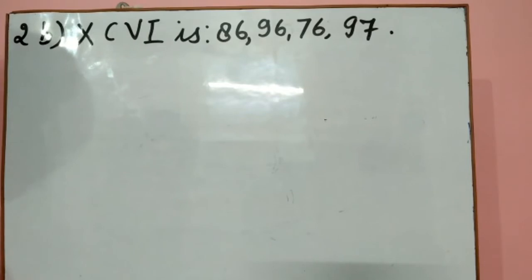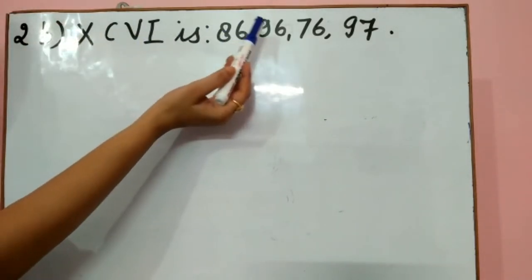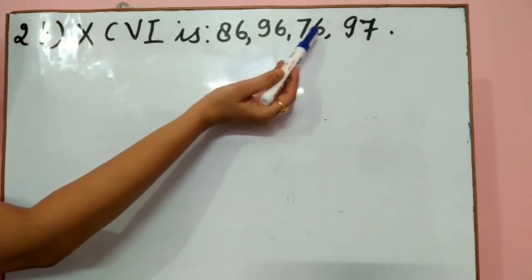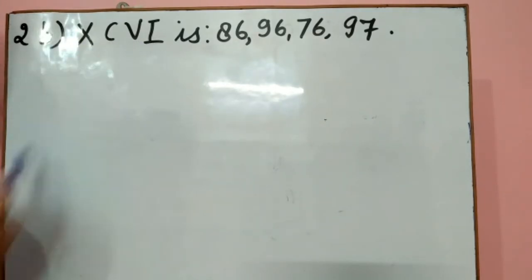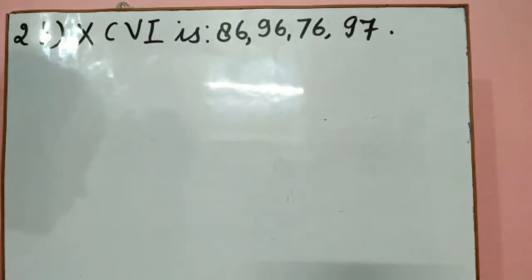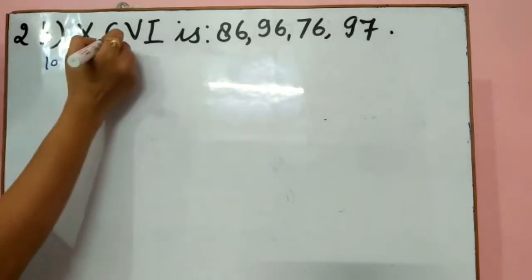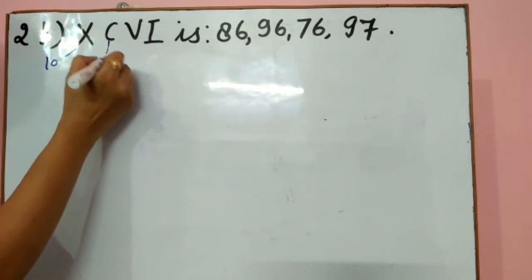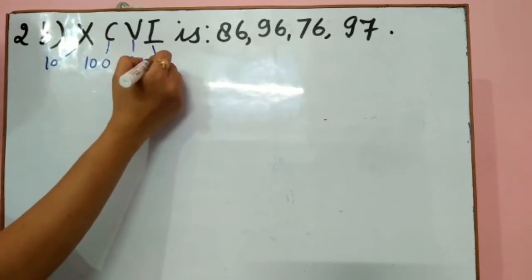2b. The Indo-Arabic numeral for XCVI is 86, 96, 76 and 97. It means what is the value of this Roman numeral out of these numbers? Let us solve. The value of X is 10. The value of C is 100. The value of V is 5 and the value of I is 1.